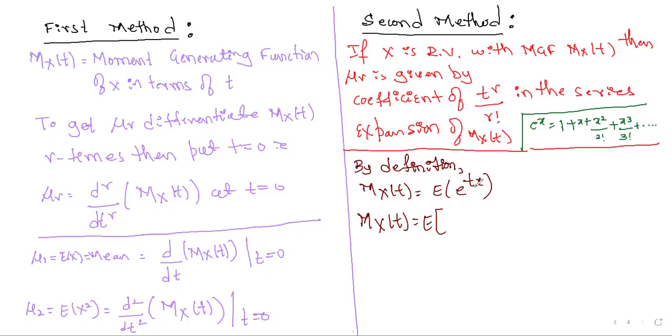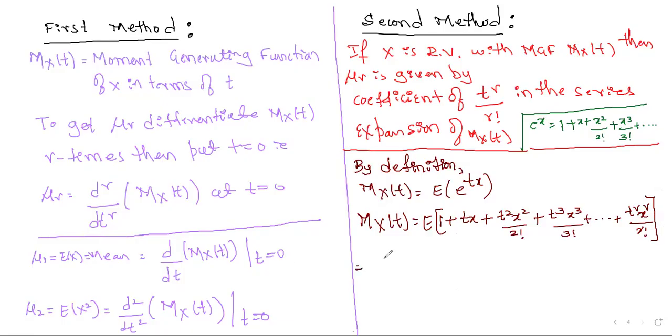Then instead of x, we have tx. Nothing else changes: first, 1 remains the same. Then instead of x we have tx, so it is tx plus t^2 x^2 divided by 2 factorial plus t^3 x^3 divided by 3 factorial plus and so on, plus t^r x^r divided by r factorial. This is the expansion.